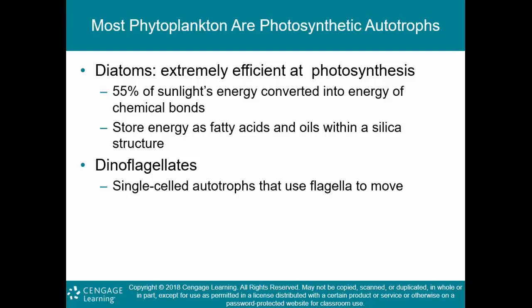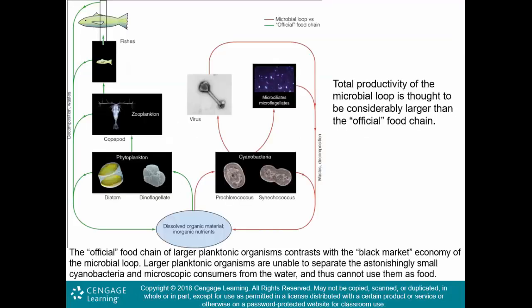And then there's dinoflagellates, and they are single-celled autotrophs that use flagella, or that's where they get flagellate from, to actually move. So couple different types of phytoplankton that are out there. And here is that loop. So you can see that the really small plankton have their own little micro loop. They're not actually part of the bigger loop. So you have your official food chain of larger planktonic organisms, which is sort of in contrast with what we refer to here as the black market economy of that microbial loop. So the itty bitty tiny ones, they're in their own little loop.